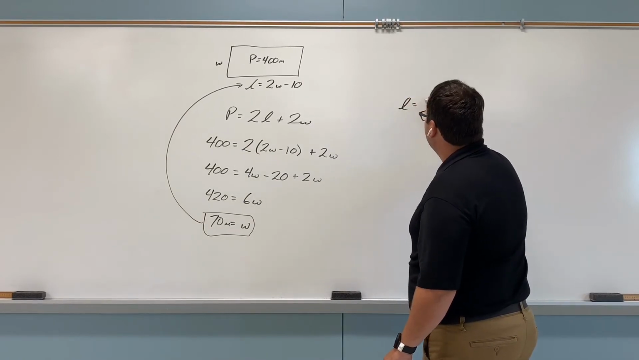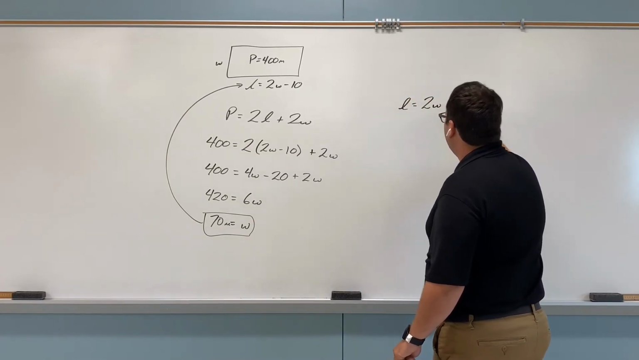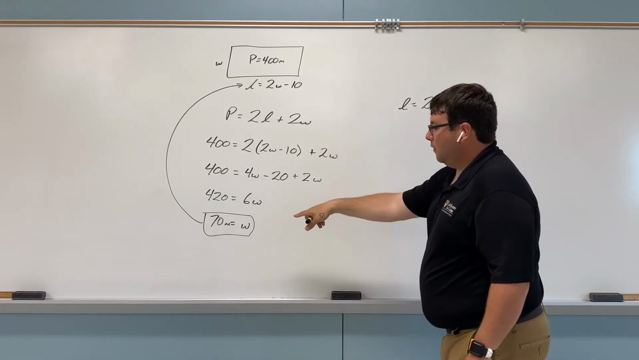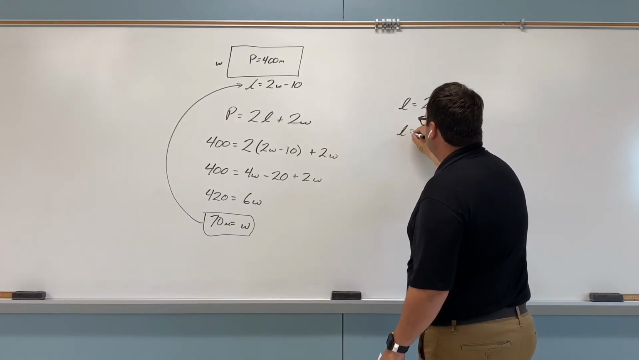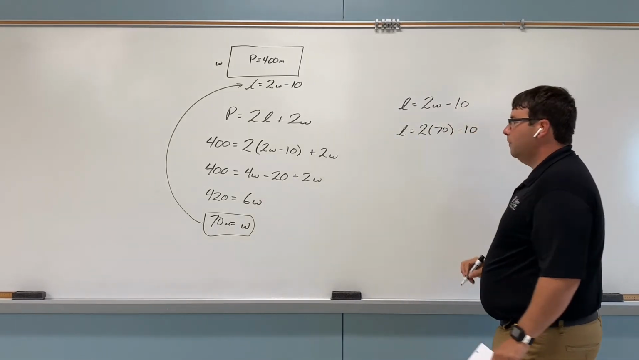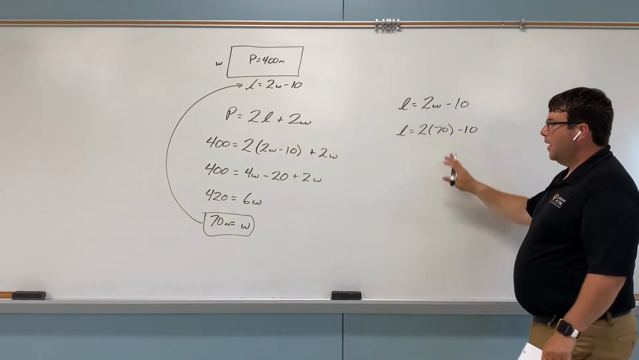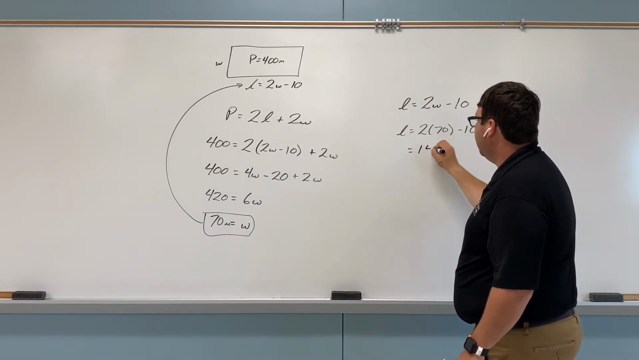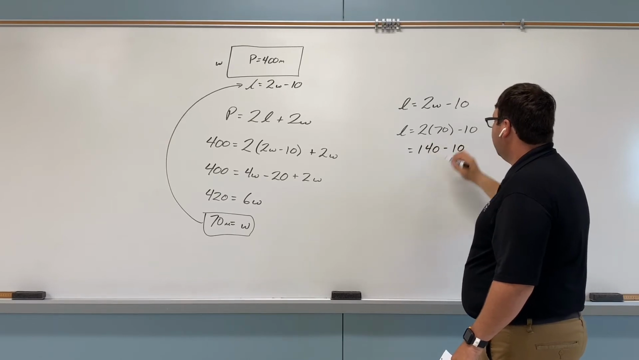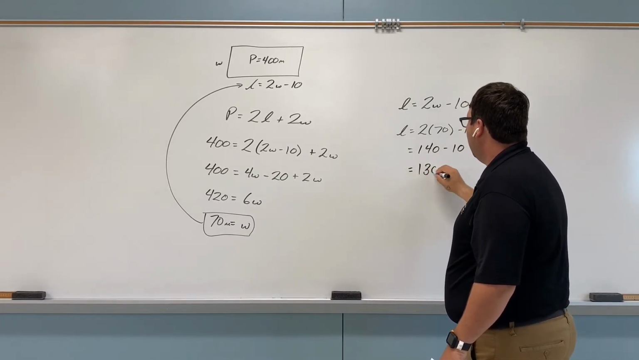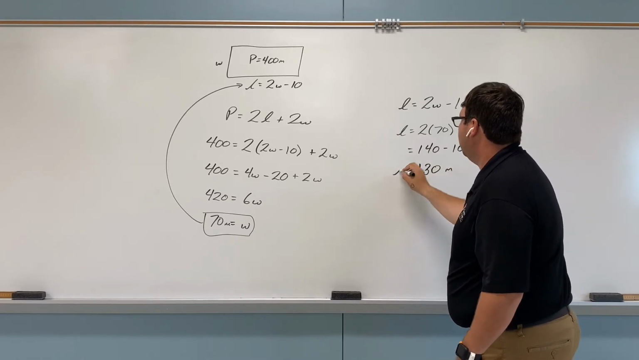The length is 2w minus 10. We were already told that value. We know the width is 70 meters, so the length is 2 times 70 minus 10. Now, I can simplify. So that's 140 minus 10, or 130 meters.